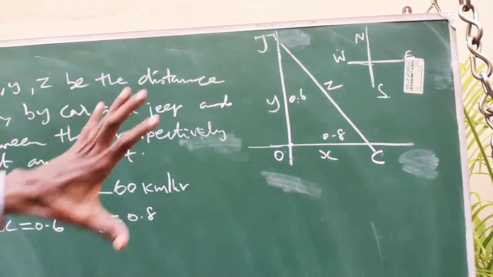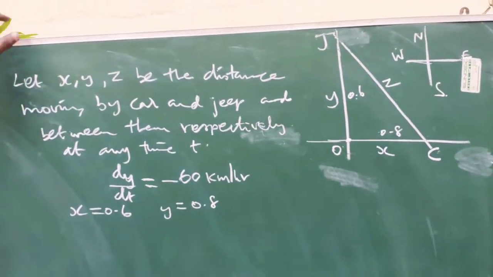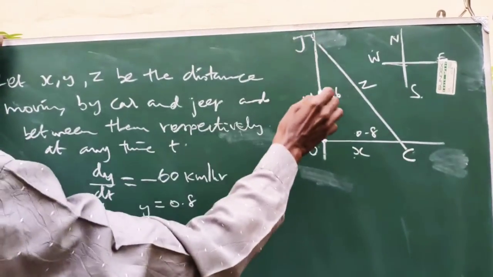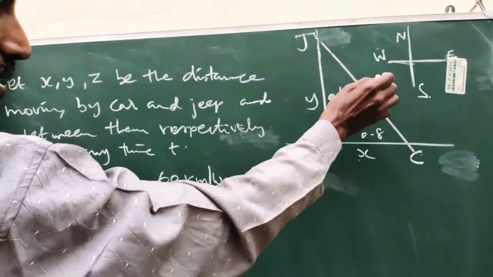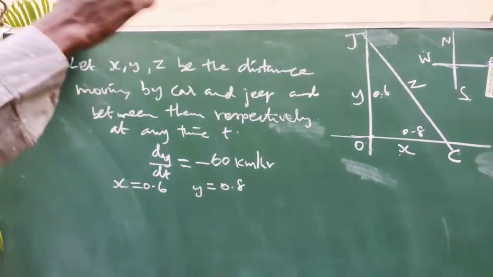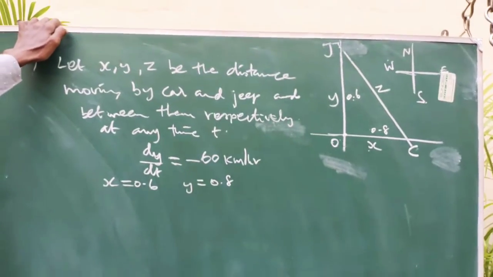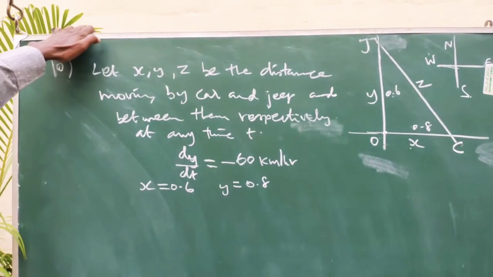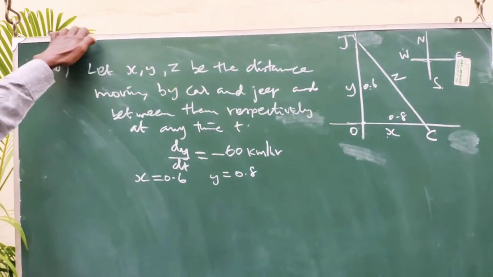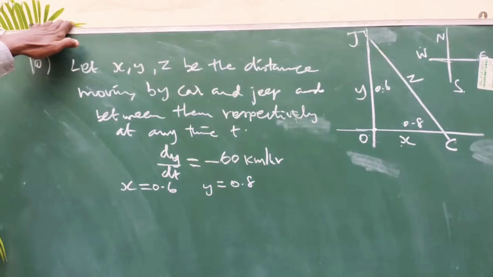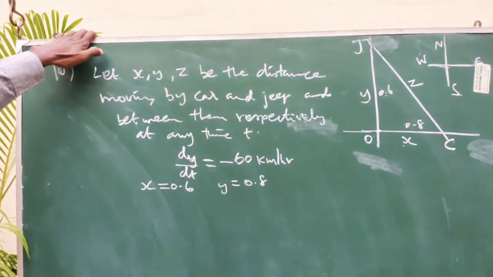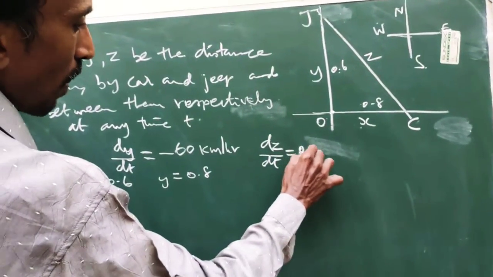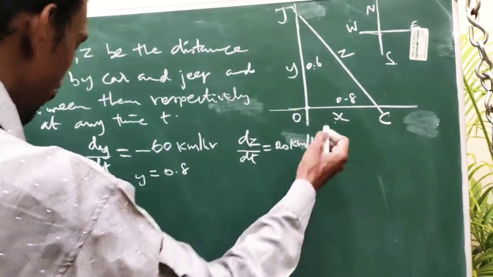Initially we assume the distance between the car and the intersection is x, the distance between the jeep and the intersection is y, and the distance between them is z. So it is a right angle triangle. We can get the equation x square plus y square equal to z square. And also observe what information is given. The distance between the jeep and the car is increasing at a rate of 20, so dz by dt is given as 20 km per hour.